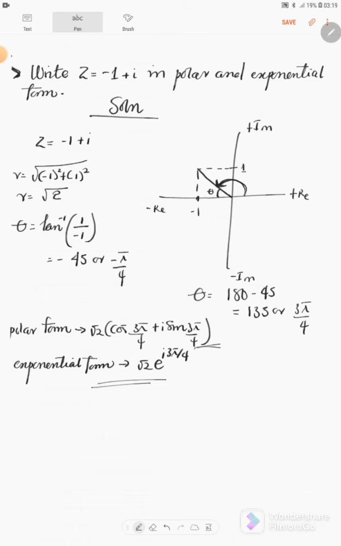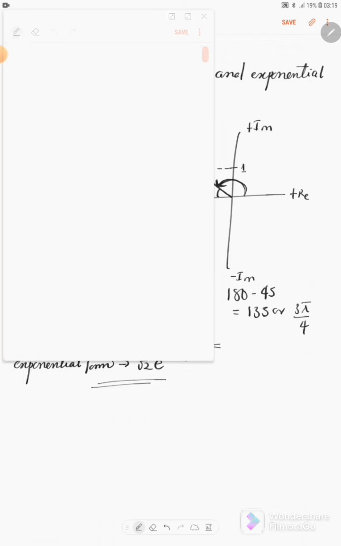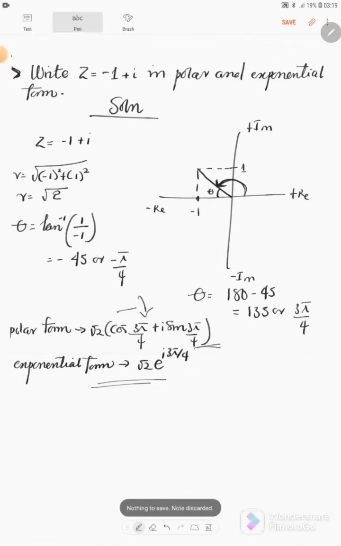When taking it into radians, we substitute into r(cos theta plus i sin theta), and into r exponential i theta. It's not that difficult, not too difficult. I doubt it's difficult.